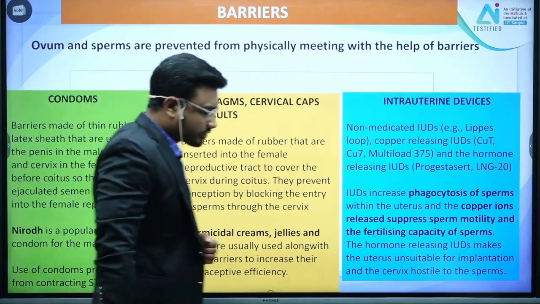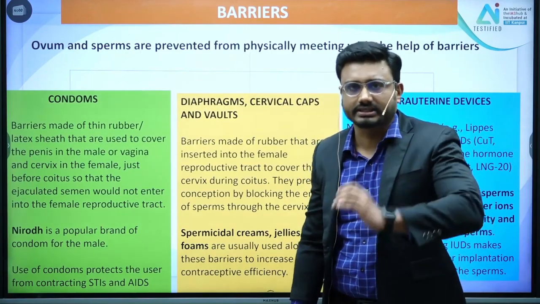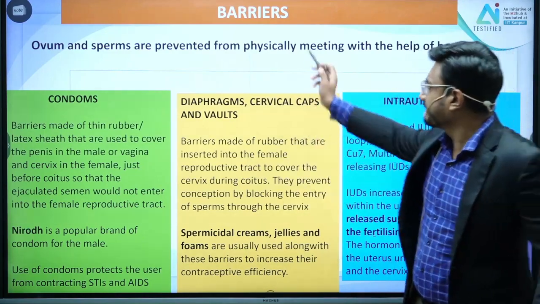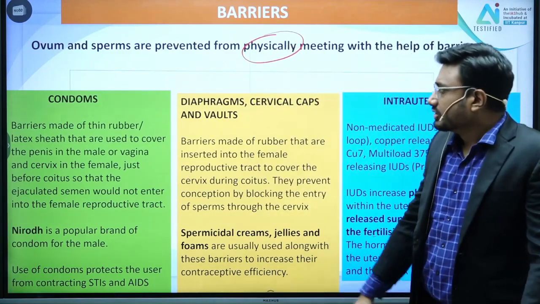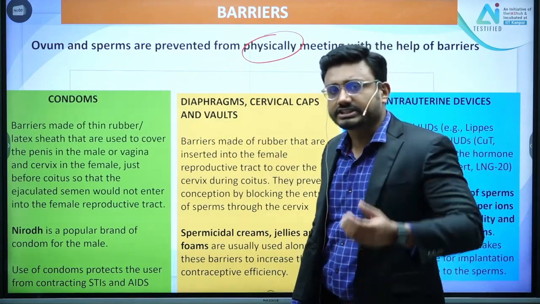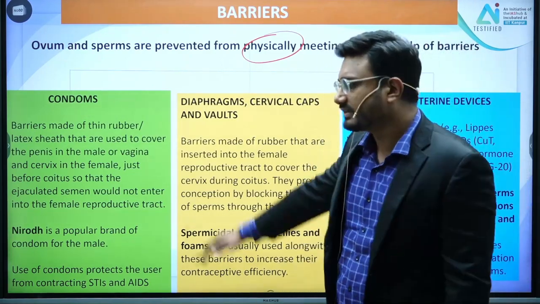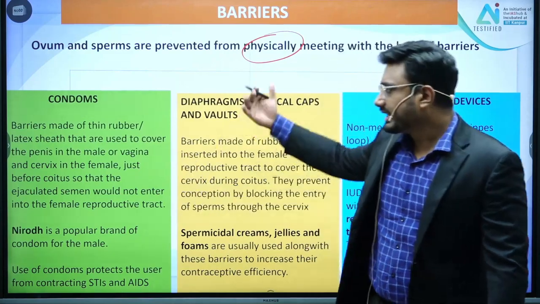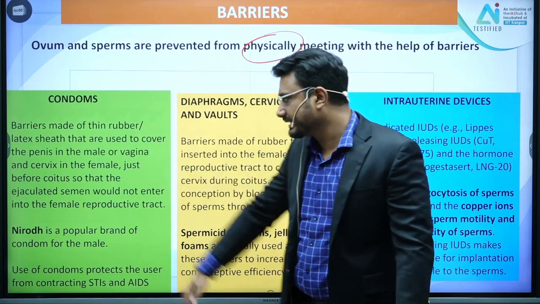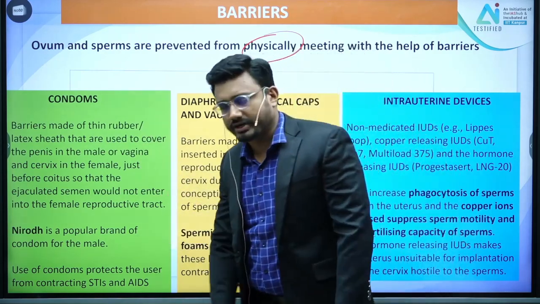So barriers. Barriers are physical methods in which we are preventing the ovum and the sperms from meeting. The first one is the condom, which is a rubber or latex sheath that is worn over the penis in the case of males, and in the cervix region in the case of females. It prevents the ejaculated semen from entering the female reproductive tract.